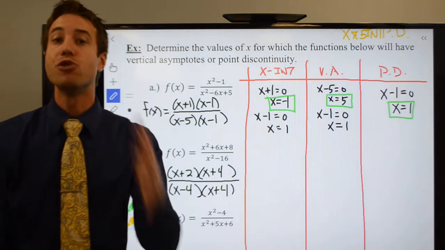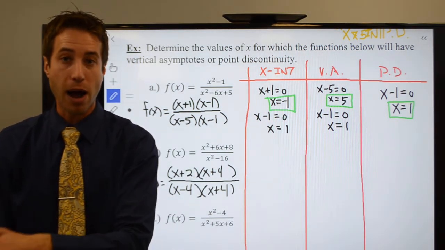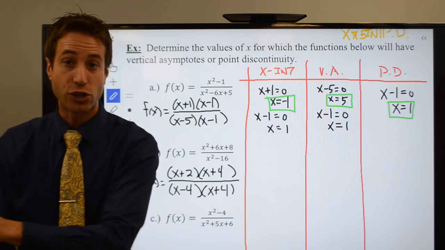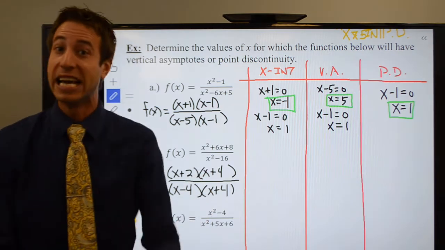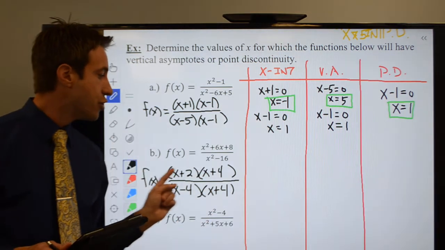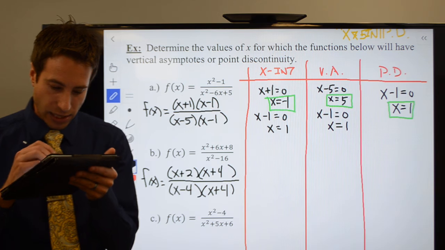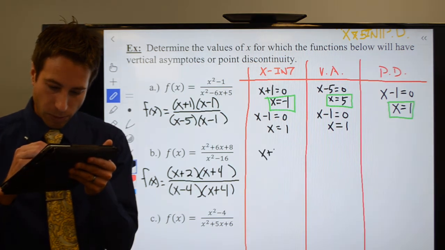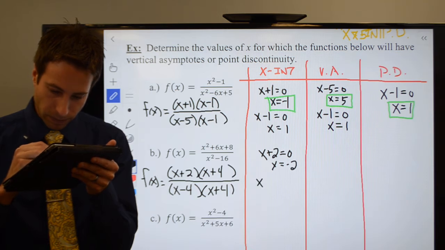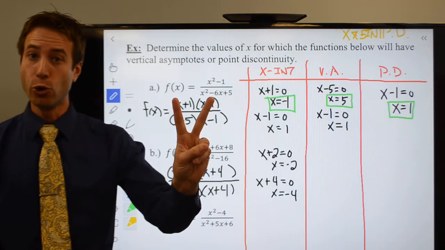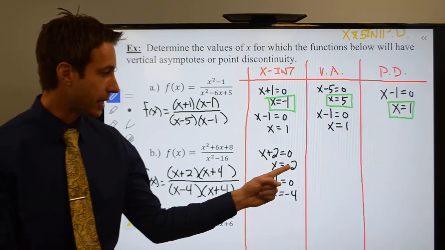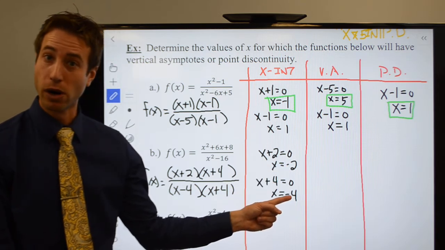But you won't know that when you're doing these problems, actually graphing these functions. So how will you know that I have point discontinuity? Here's how you'll know. I set the numerator equal to 0. So, zero product property lets me split them up. Ooh, and it looks like I have two x-intercepts, -2 and -4.